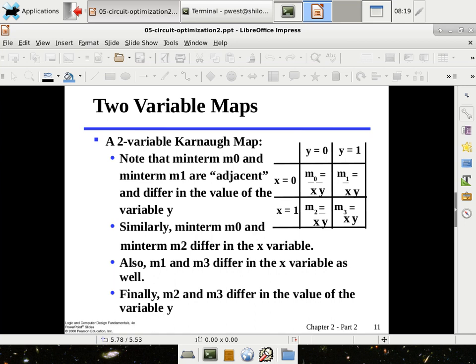So then 2 is X, Y naught. X, Y naught. And then X, Y. There we go. We start with X. We're good. Slowly. Okay.